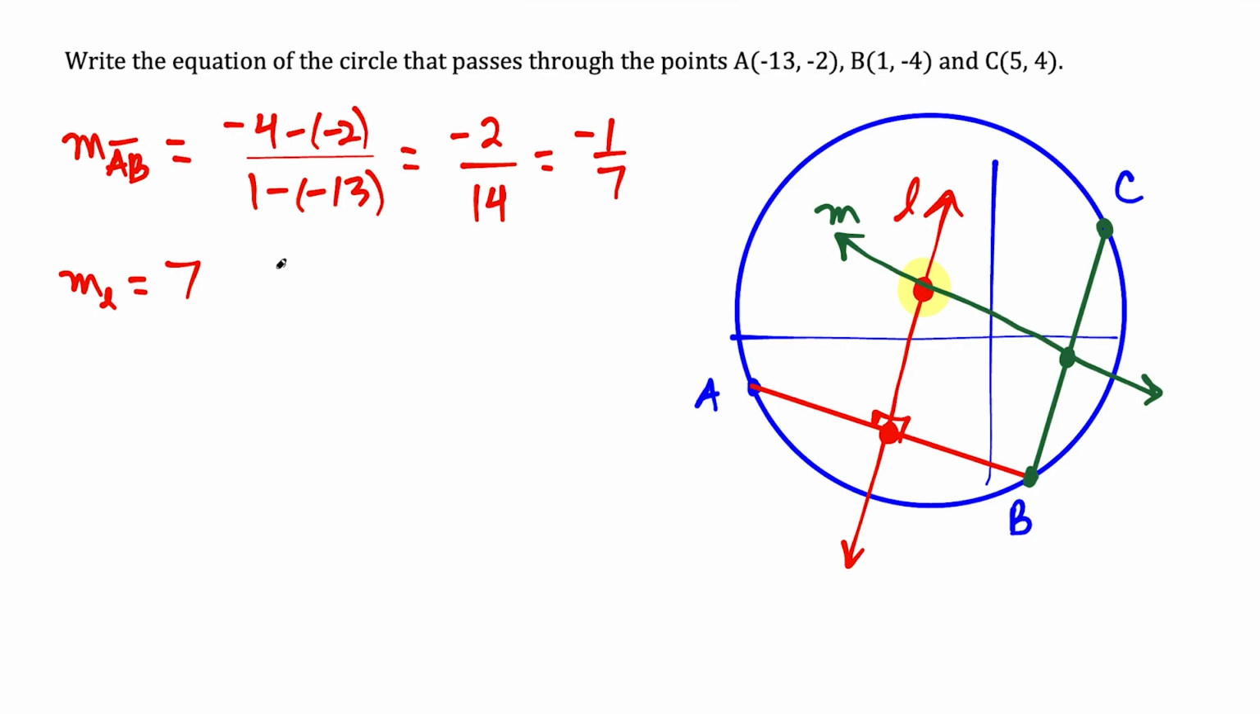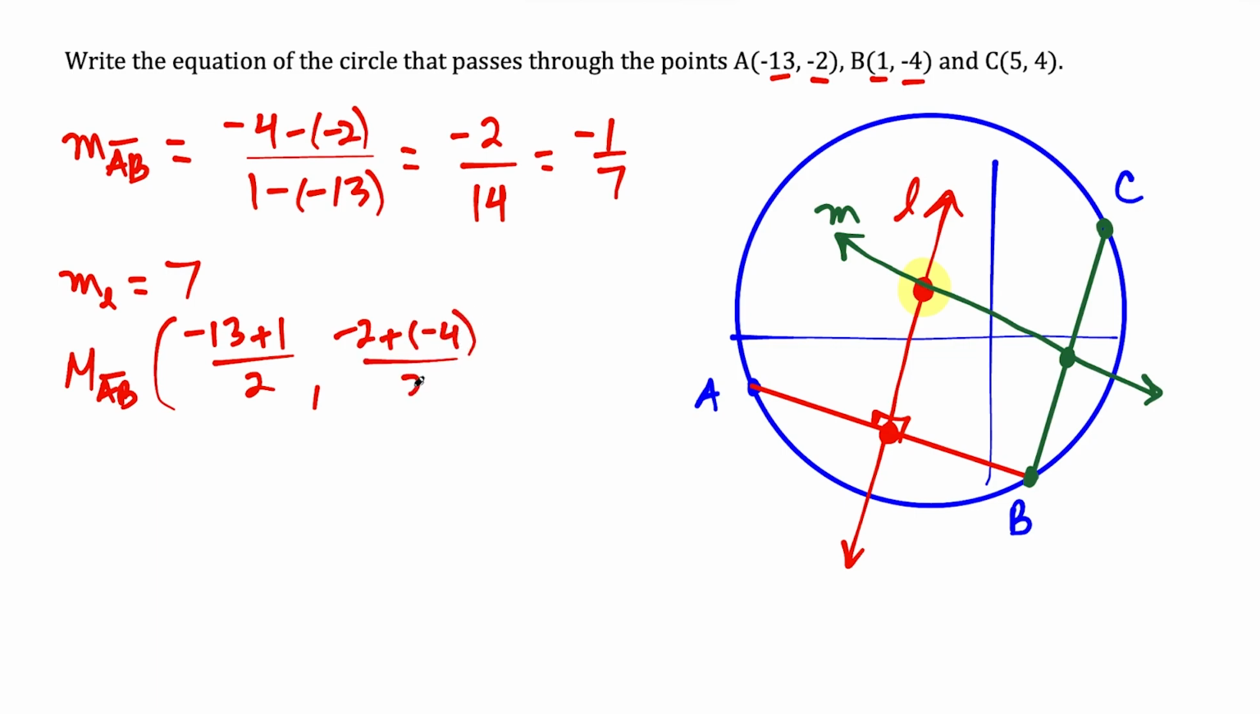The next thing we're going to find is the midpoint of line segment AB. For the midpoint, we take the sum of the x values, -13 plus 1, and divide that by 2. We do the same thing for the y values: -2 plus -4, and then we divide by 2. If we simplify this, the midpoint of line segment AB is -12 divided by 2, which is -6, and then -6 divided by 2, which is -3.